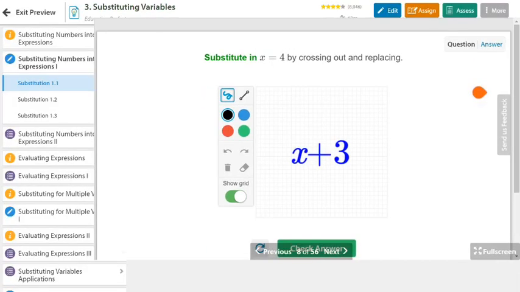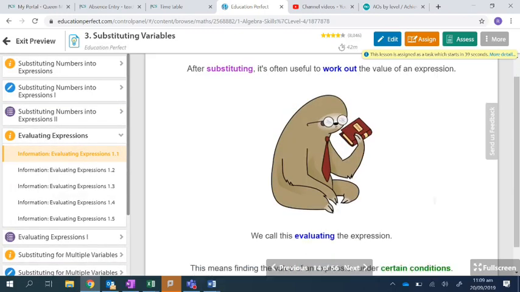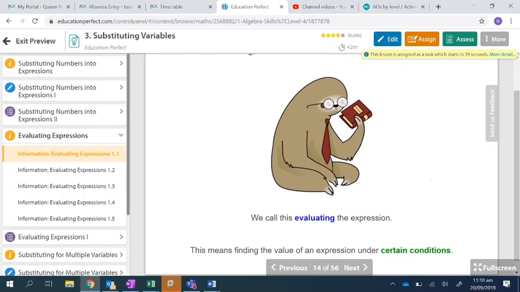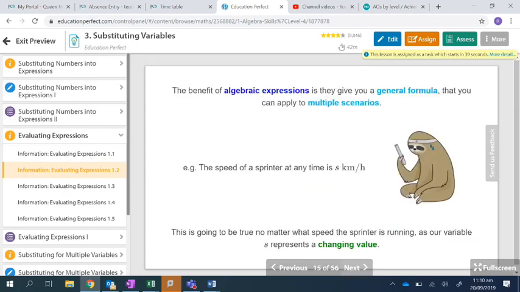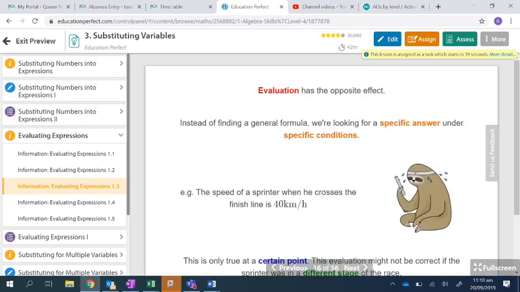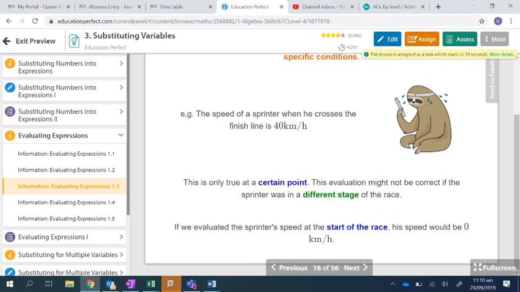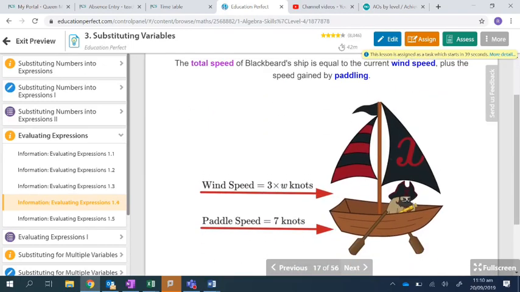So that goes into your exercises. We'll go on to the next one. So now they talk about evaluating, but remember, after you substitute, we've already been evaluating, haven't we? Because I didn't just let you put the number in place without doing the math. So that's all it means, to do the math. So here they're talking about speed, so they're letting speed represent the change. So look at this example.